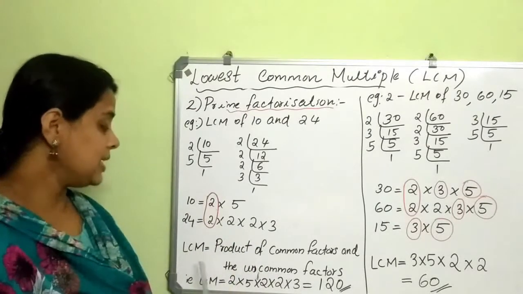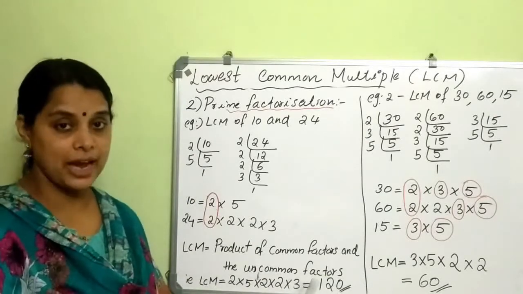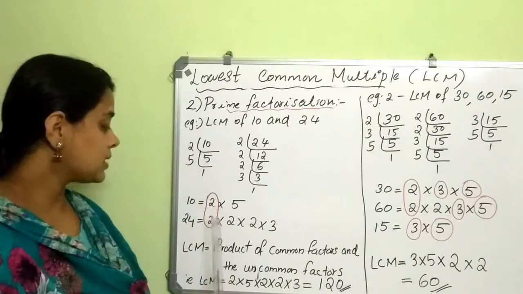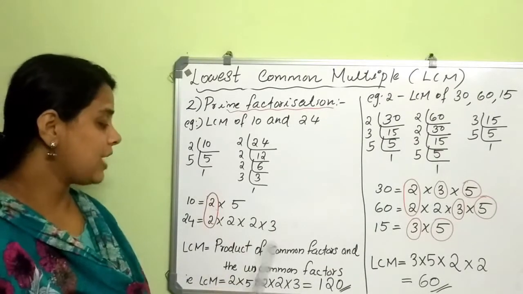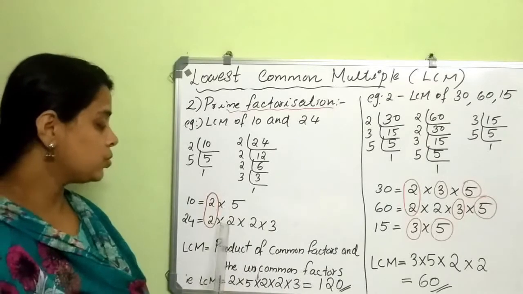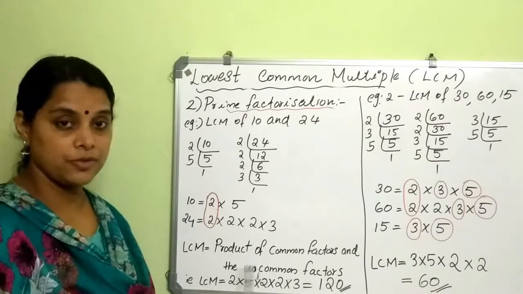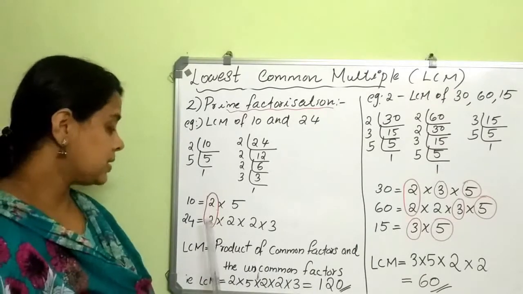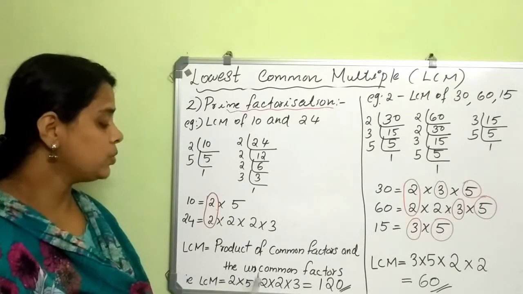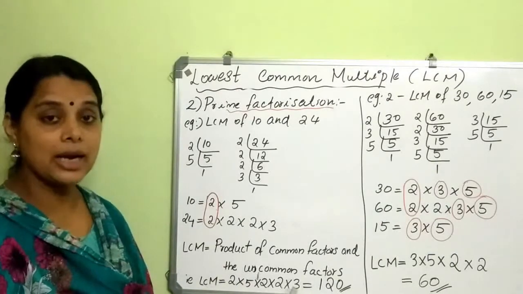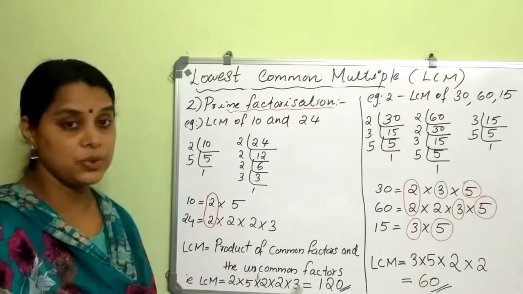Now the LCM is the product of common factors and uncommon factors. Here 2 is the common factor for 10 and 24. The uncommon factors are 5, 2, 2 and 3. So we need to find the product of these. So LCM is 2 into, that is the common factor, then 5 into 2 into 2 into 3, that are the uncommon factors. We will get 120. So the LCM is 120 here.